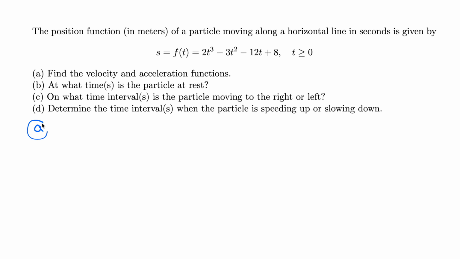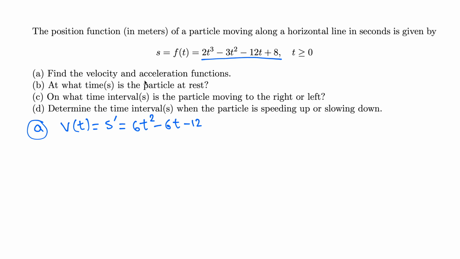So the velocity, let's denote by v, which will be a function of t. Velocity is just the rate of change of this position. That means derivative of this one. Okay, just the derivative. And let's find the derivative of this function. You can think like x. So 3 times 2, 6t squared minus 6t minus 12 plus 0, not needed.